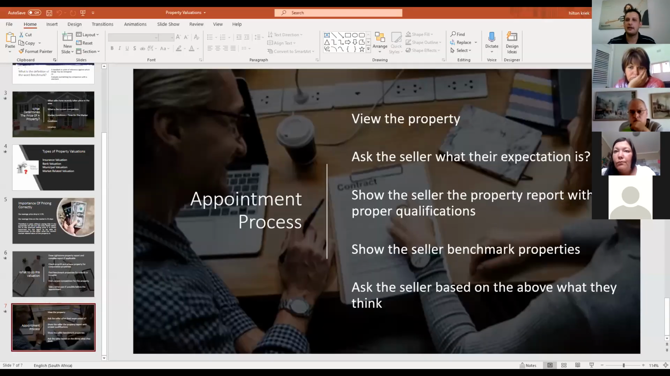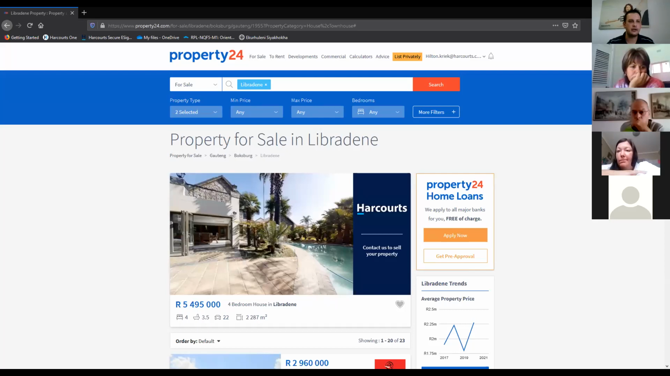Okay. And that is the end of the benchmark document. What I am going to show you quickly is just an example of benchmarking. I'm going to share my screen with you all now. So there we go. We've got property 24 up here. I don't have a pen with me. So someone give me a suburb.